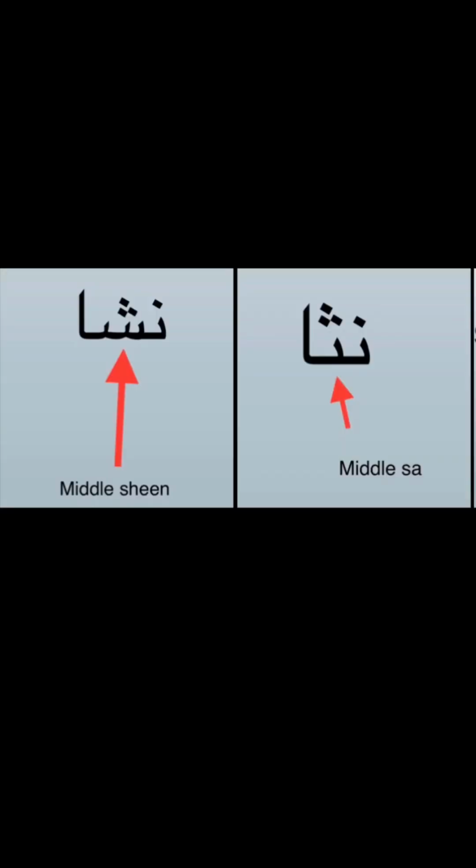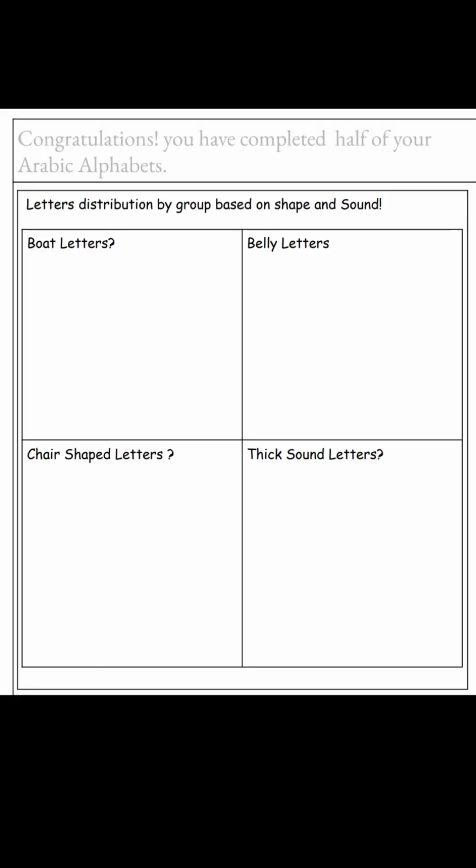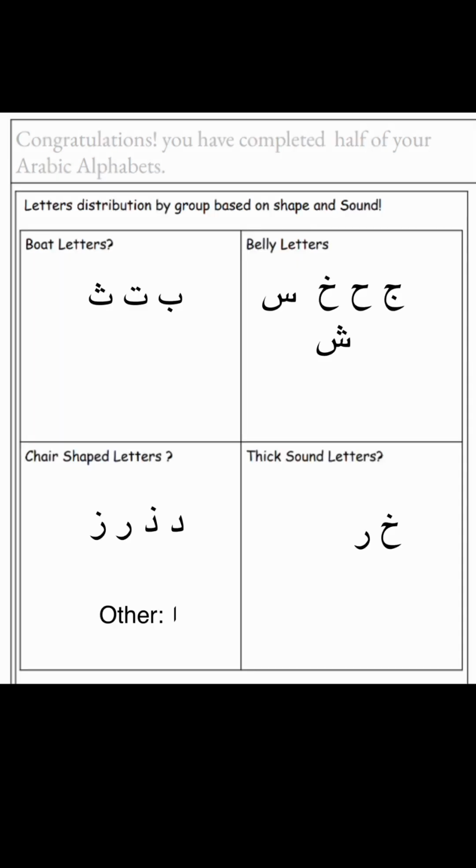When seen appears in the middle position, you will see only one tooth. Whereas when you see sheen in the middle position, you will see multiple teeth. After finishing book 1, students should be able to know letters distribution by their shapes and sound.